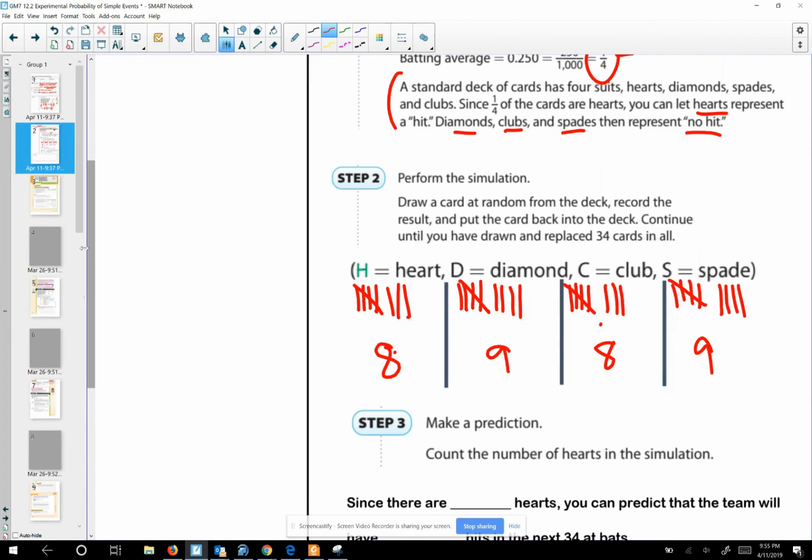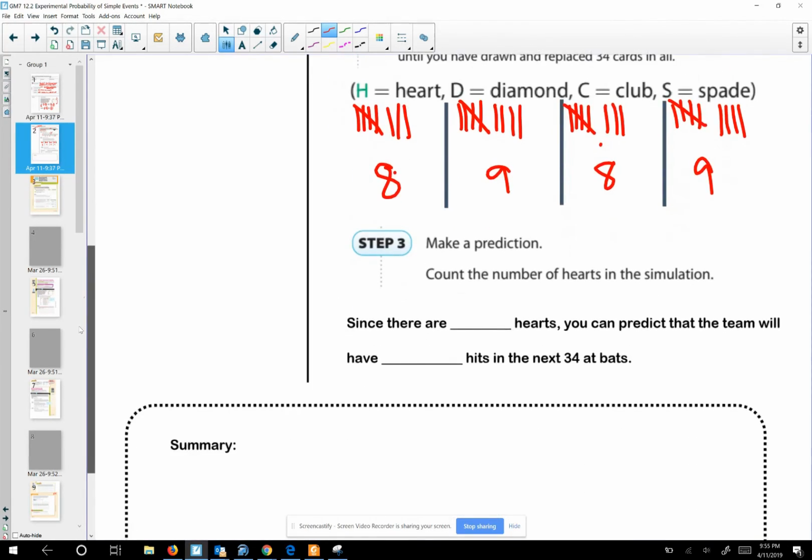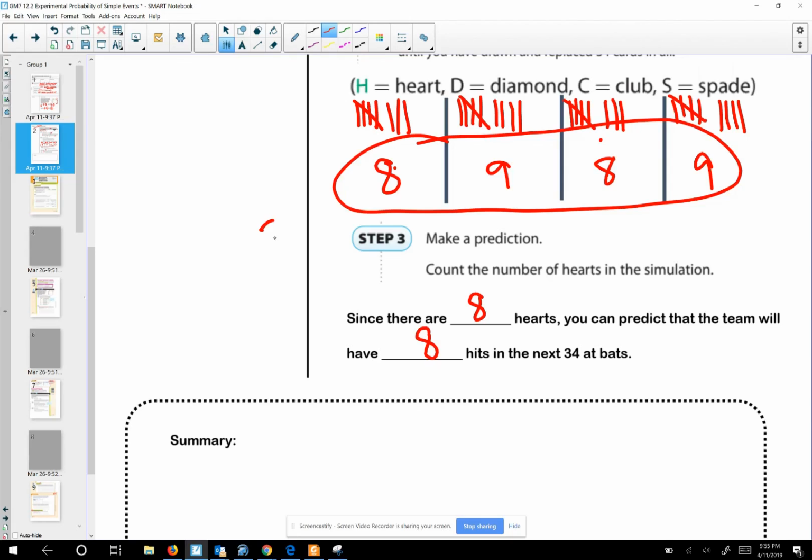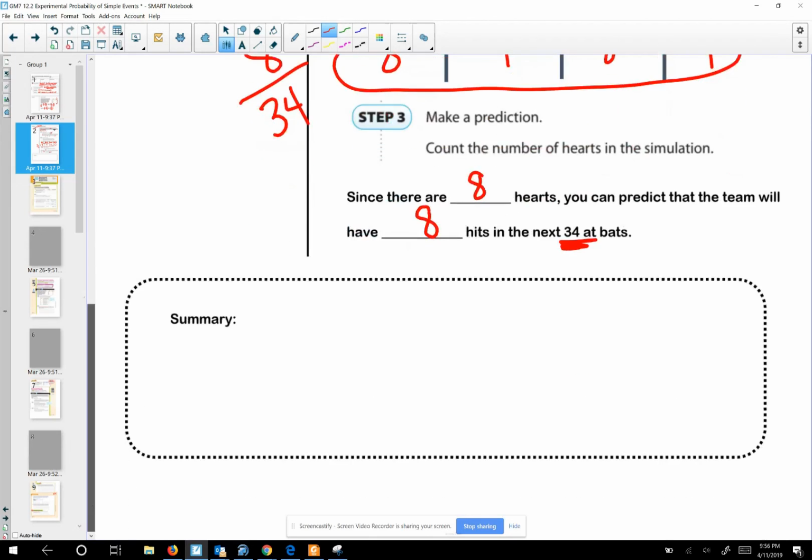That's pretty good. So now, because we did this simulation for the baseball team, since there were 8 hearts, you can predict that the team will have 8 hits in the next 34 at-bats because this simulation represented our experiment. The total was 34, so the experimental probability would be 8 out of 34, which technically in simplest form would be less, but since we were talking 34 at-bats, we'll leave it there, okay?